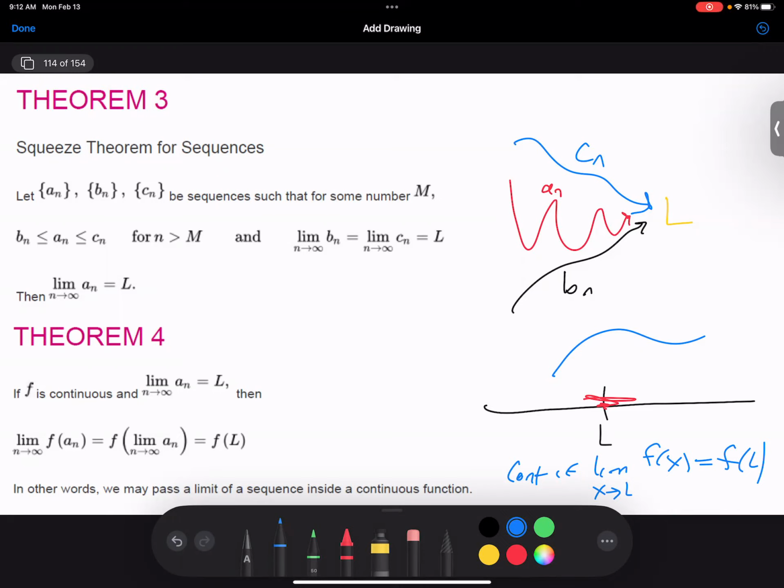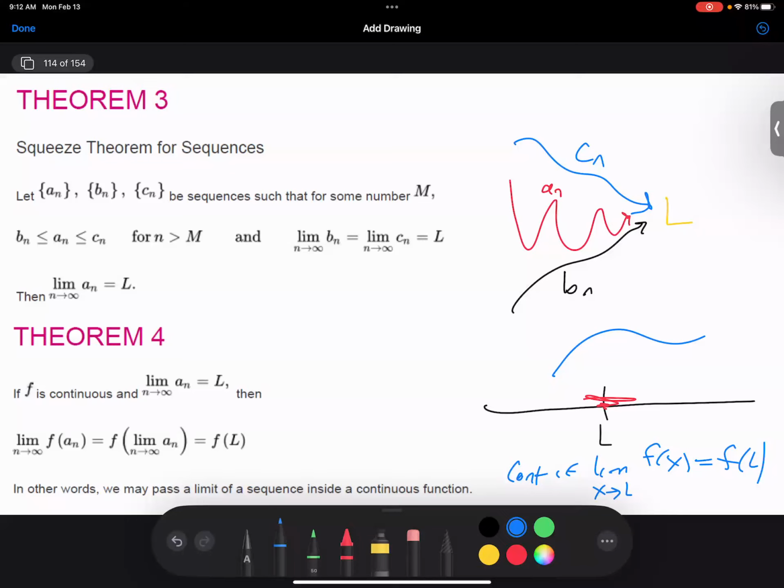Okay, most of the functions we look at are continuous at most points. Can somebody give me an example of a continuous function? X squared, another continuous function. X, 1, 0, x cubed. Any polynomial is going to be continuous.